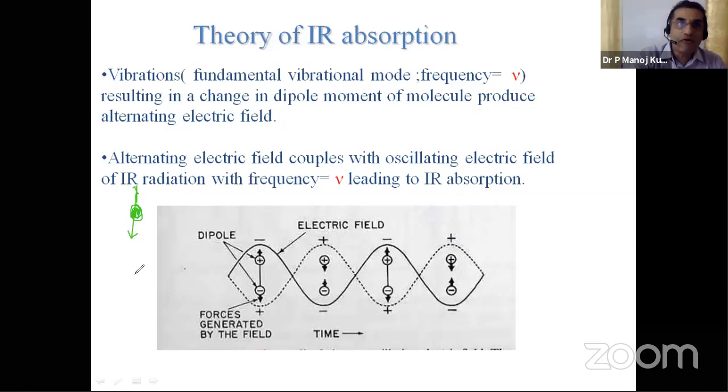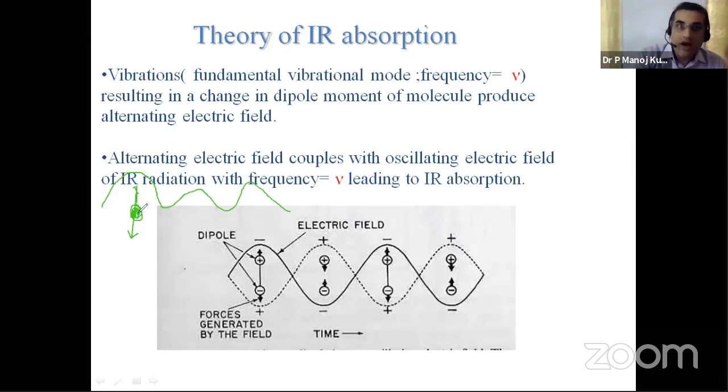So when these photons vibrate, this photon will also produce an oscillating electrical field like this. So you have two electrical fields being created. What are the two electrical fields? One is the electrical field created by the polar bond present in a molecule, and another one is the oscillating electrical field produced by the photon in the infrared radiation.